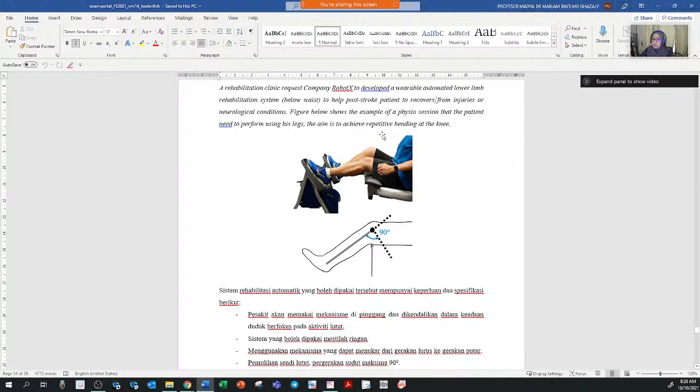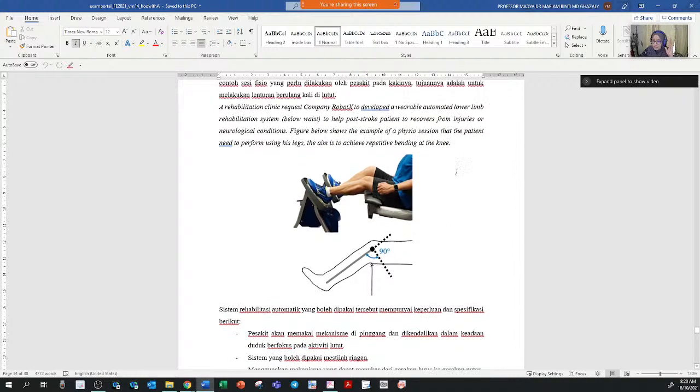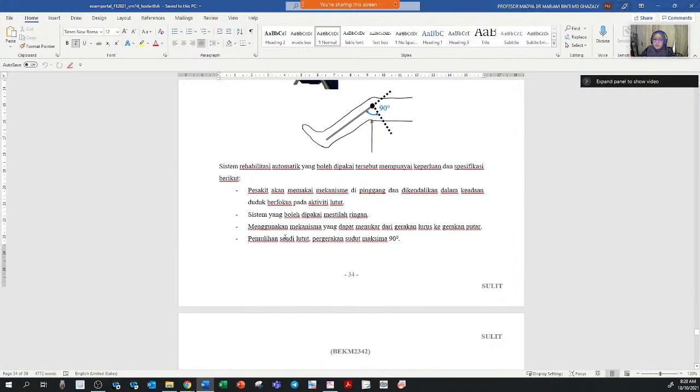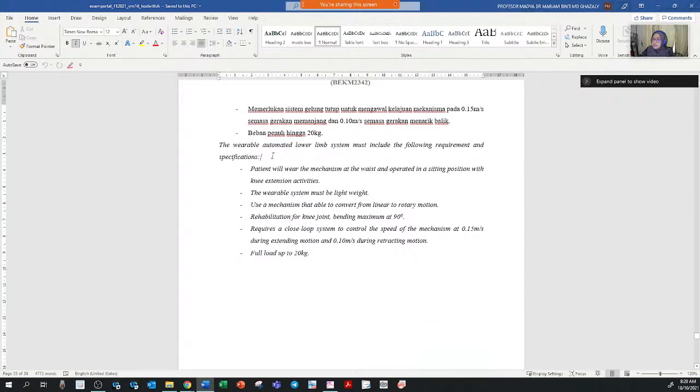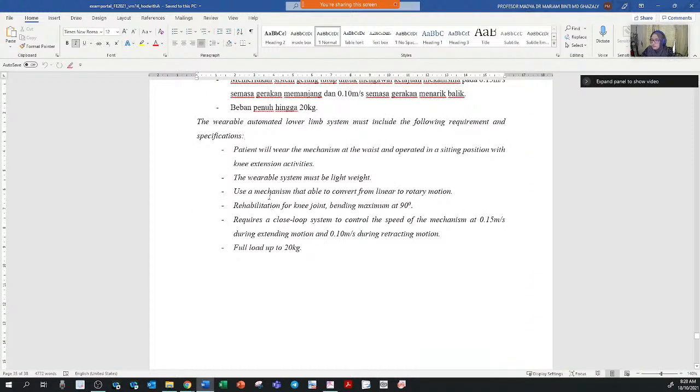The aim is to achieve repetitive bending. If you notice, this is one of the videos that I asked one of the student groups to use to determine what type of sensor. In the final exam, I'm going to give a statement like this. This is the problem: what are the things that need to be measured? This is the requirement from the company. The wearable automated system must include the following requirements and specifications, so the system that you need to build needs to have these requirements.